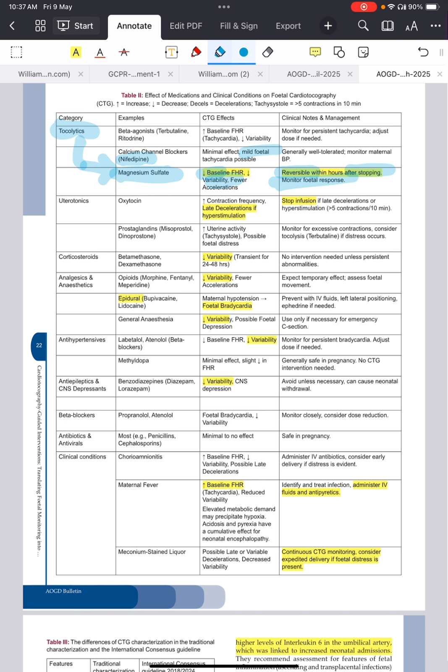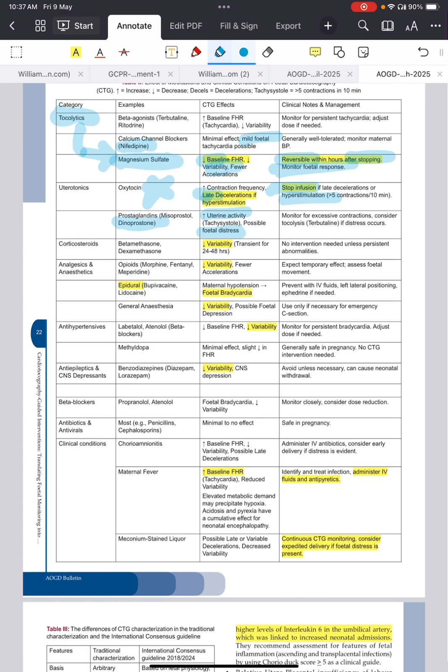The most commonly used drug is oxytocin. If you are using oxytocin, late deceleration can be seen. If there is hyperstimulation, then stop the infusion and wait and see. Don't go for cesarean directly. Even the dinoprostone gel which we use every day increases uterine contractility, and there is possible fetal distress. You should monitor the contractions and then go for cesarean section.